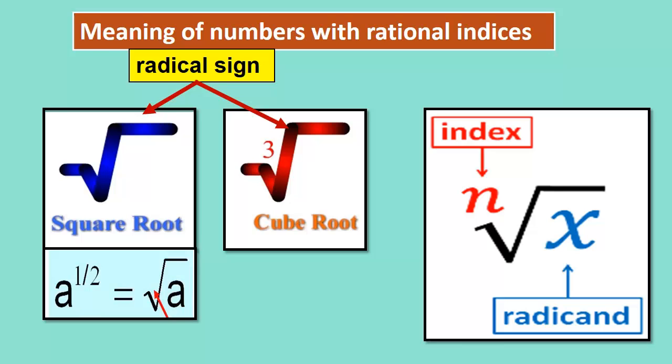But we use special name here to square root, even though we don't write 2. We don't write 2 over here. But the meaning is it is square root and it can be written as a raised to 1 upon 2. Clear? Now same way for the cube root, we write a raised to 1 upon 3. So the cube root and the square root are the special name for index 2 and 3.